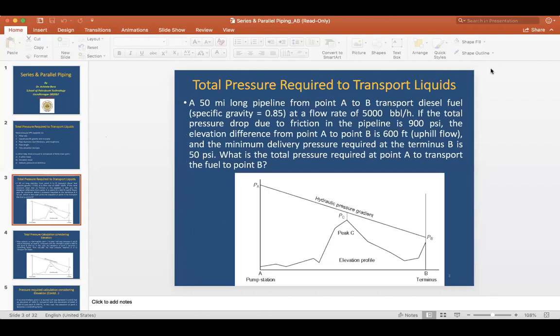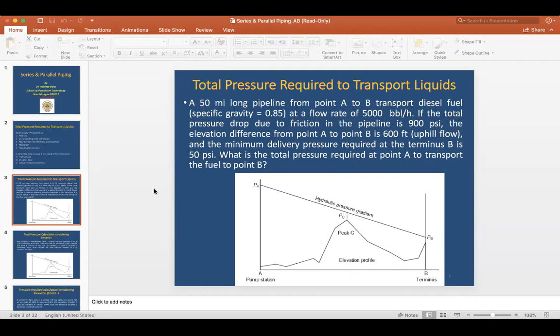See here, in the example, there's a pipeline with pump station A and terminus B, and there's an elevation at point C. Take the example of a 50 mile long pipeline from point A to B transporting diesel fuel, with a specific gravity of 0.85, at a rate of 5,000 barrels per hour. If the total pressure drop due to friction in the pipeline is 900 psi, the elevation difference is 600 feet, and the minimum delivery pressure required at the terminus B is 50 psi, then based on the equation we can easily calculate the total pressure required.